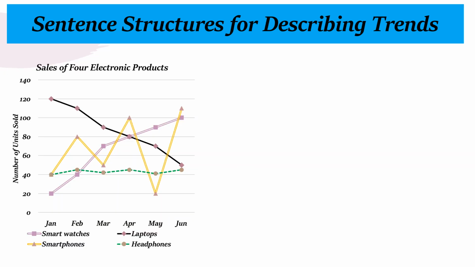Now that we have covered how to introduce a line graph, let's focus on describing trends. Trends in line graphs can show increases, decreases, fluctuations, or stability. To describe these effectively, we can use different sentence structures that enhance clarity and coherence. Let's explore these structures with examples. Here are three commonly used structures for describing trends. One example for each is taken from the model description in the previous video, line graph model description.